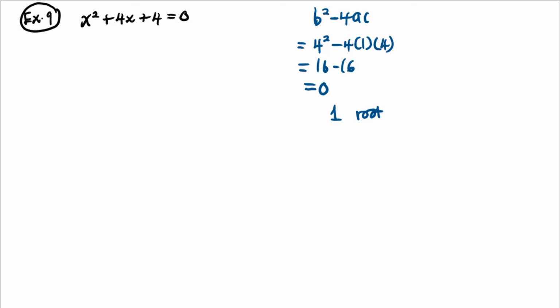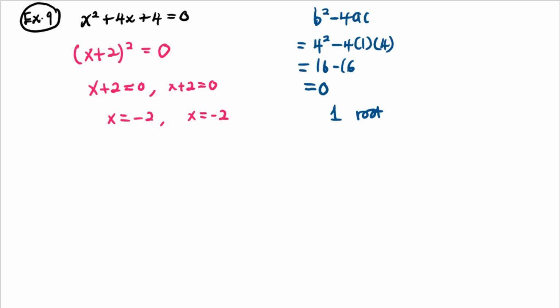When we have one root only, we try to solve this one by factorization. All right, so we have something like x plus 2 squared equal to 0. Yes, therefore we have x plus 2 equal to 0, and another one, x plus 2 equal to 0. So x equals negative 2 and x equals negative 2. So we can say that this only has one root, or it has two equal roots, right?